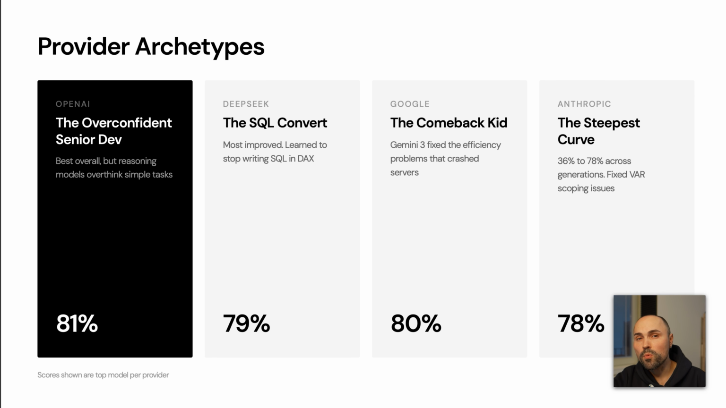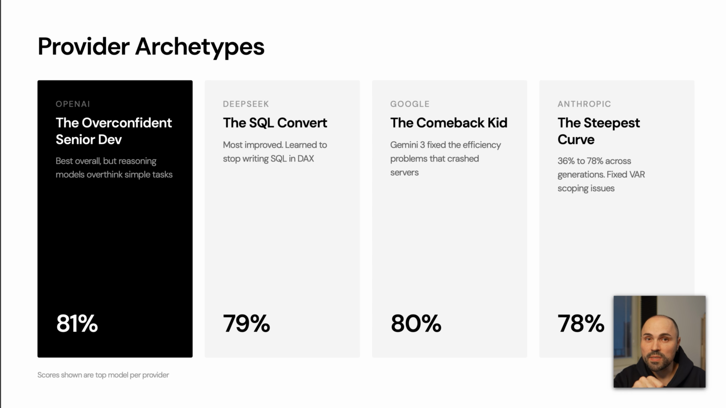I tested many models across different providers. However, I wanted to focus on the four main ones. When you test many models from a provider, you actually start to see some patterns. For example, OpenAI usually acts as a very overconfident senior developer. If you use their models, they tend to overthink and overcomplicate the solution. However, if you stick to their more basic or coding models, they actually perform better.